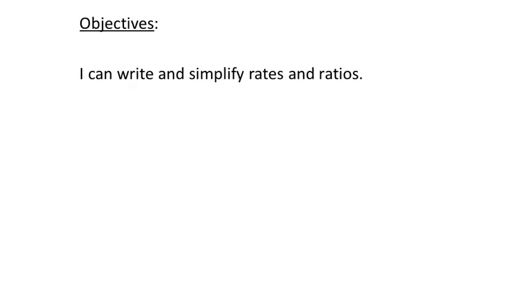There's our objective: I can write and simplify rates and ratios, which we saw now includes unit rates as well.